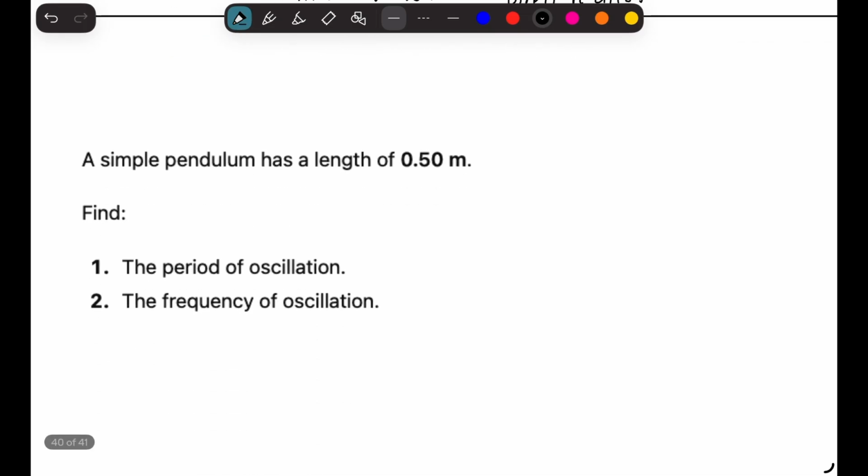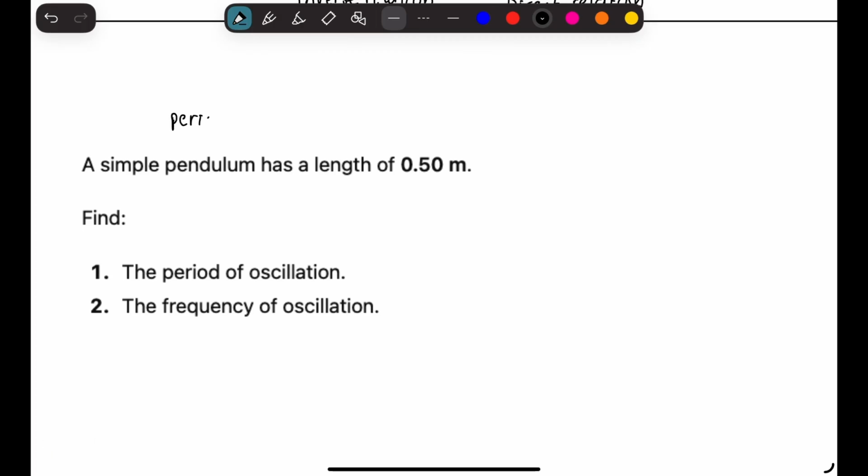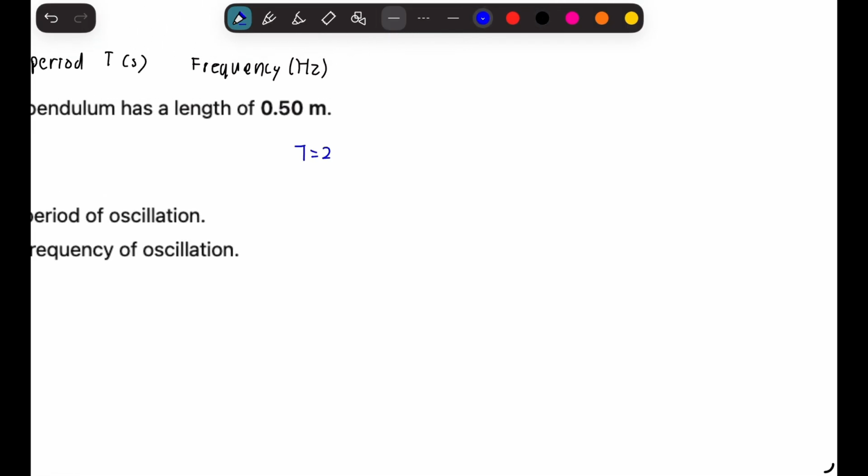For our next problem set, we're going to do questions where we find the period of oscillation, which is T in seconds. You're also going to find the frequency, which is in hertz. So first, let's start off with period. Your period is going to equal 2 pi times the root of L over g.